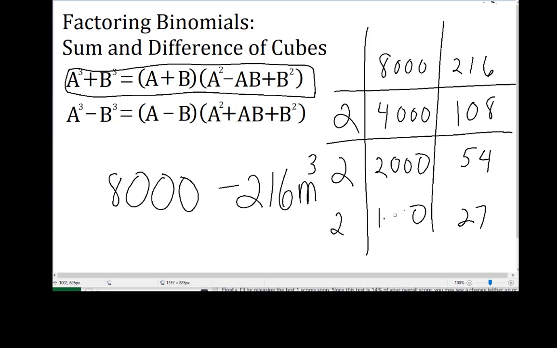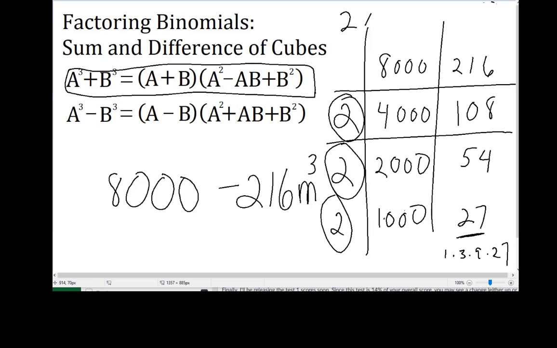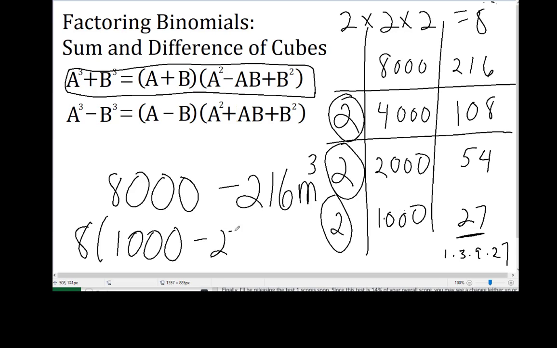So now that I have taken out as many common factors as I can, I know I'm finished here because 27 is 1, 3, 9, and 27. None of those except 1 will go into 1,000. So I know that this is my GCF out here. 2 times 2 times 2 is 8. So I need to bring an 8 out. And then I get 1,000 minus 27m cubed.